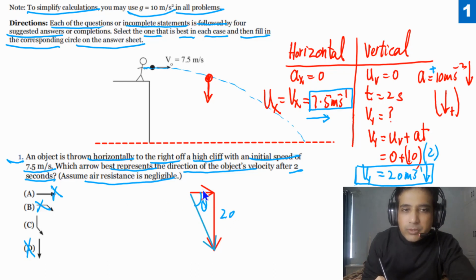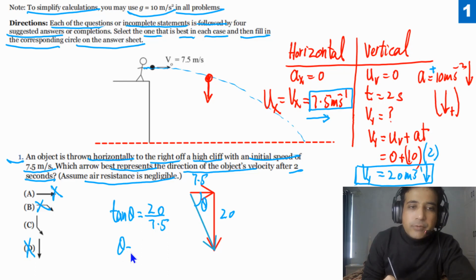So we can use tangent of theta. You can also find out value of this angle. So this will be 20 divided by 7.5. So the theta we can find out from here. We will have tangent inverse 20 by 7.5. We can use calculator and we can try to find out its value.